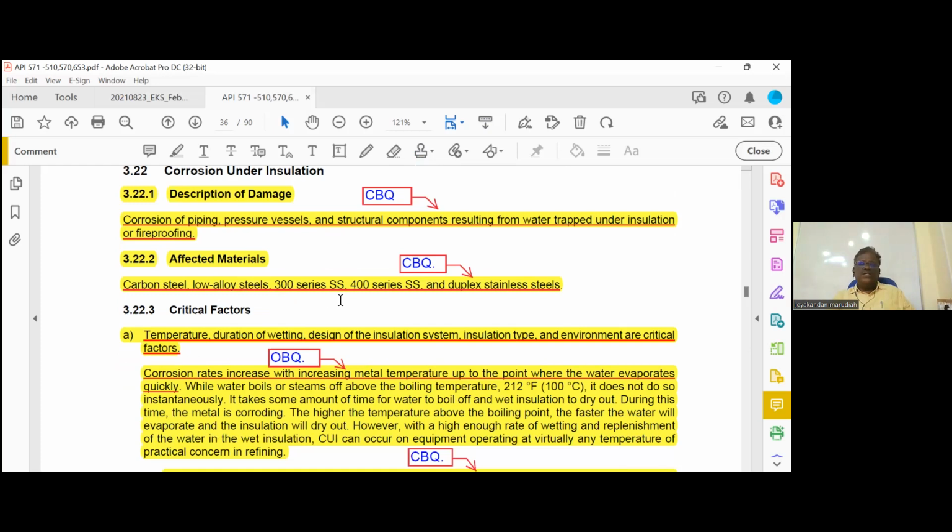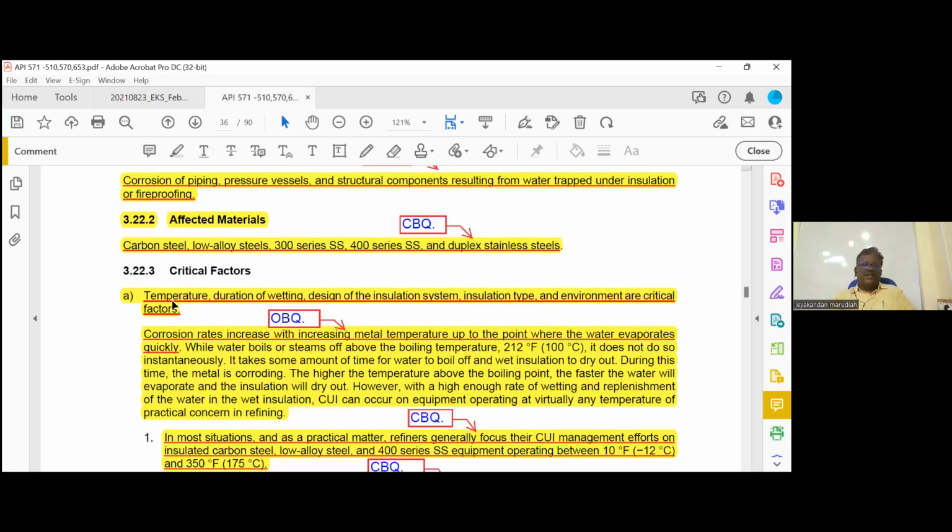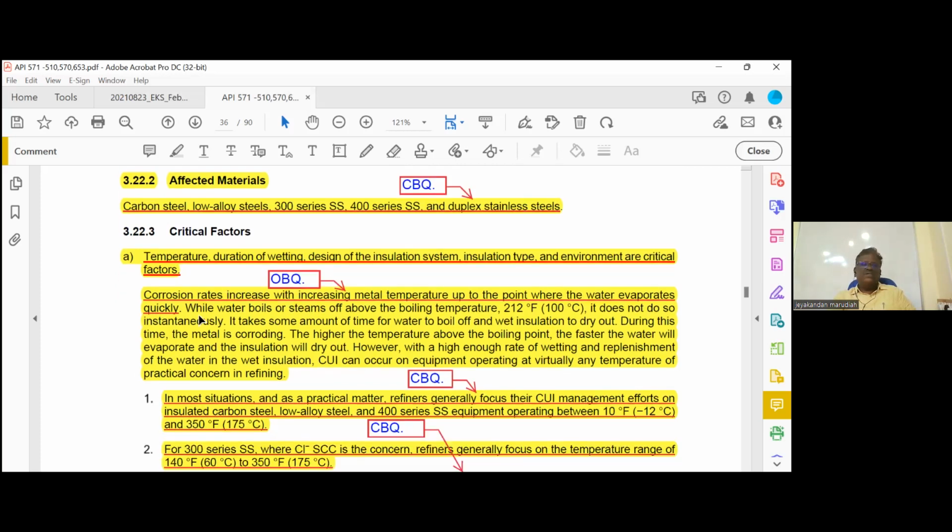Carbon steel, low alloy steel, 300 series SS, 400 series SS, and duplex stainless steel. That is also a closed book question. Affected material. Critical factors: temperature, duration of wetting, design of insulation, insulation type, and environment are critical factors. Then corrosion rate increases with increasing metal temperature up to the point where the water evaporates quickly. That is an open book question. So it will happen only up to that point.